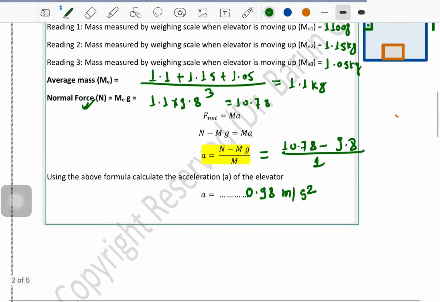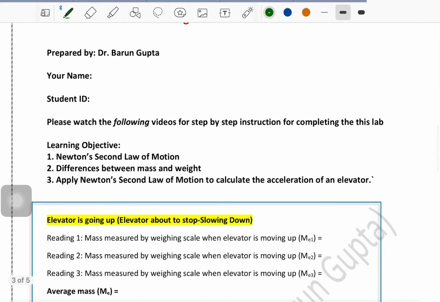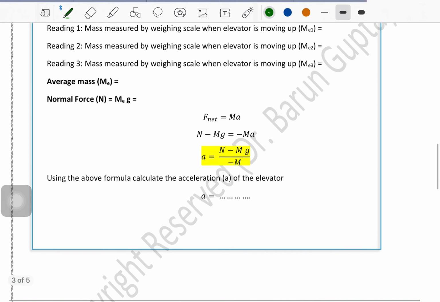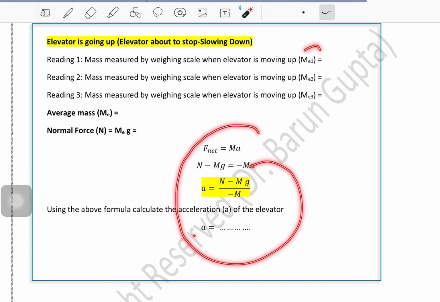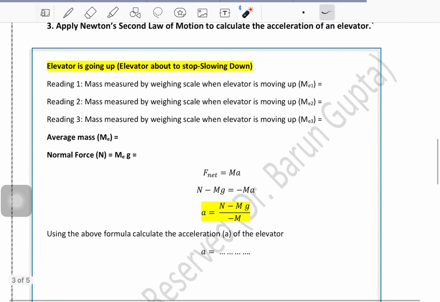All right. So exactly the same way you have to fill out all these tables here too. Okay. So exactly the same thing. Just record all this number, plug it into this equation, and you will get the acceleration. And in this case, when the elevator is going up and it's about to slow down.